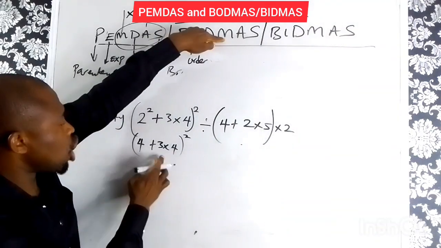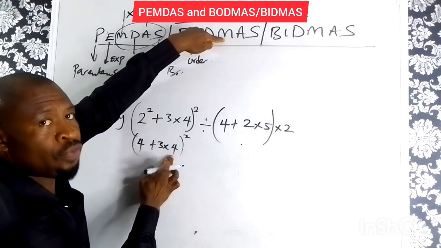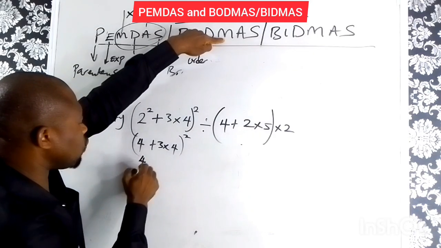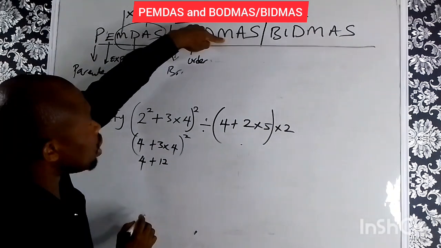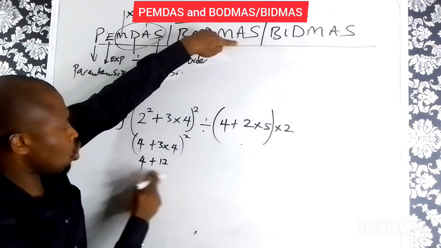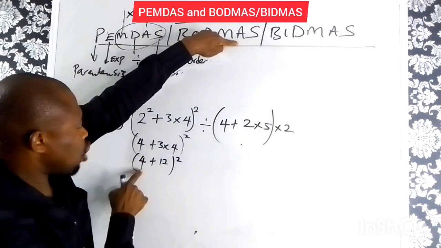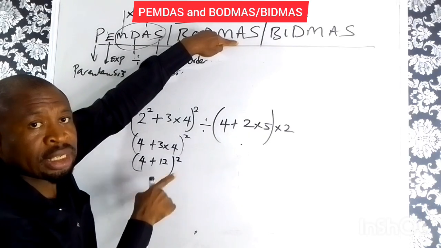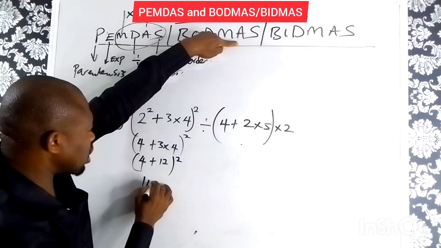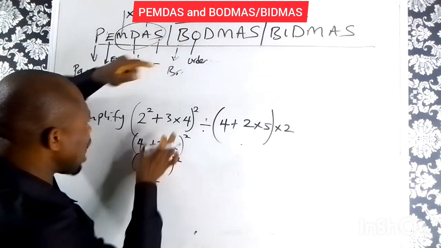If we multiply 3 times 4, it will give us 12, and we bring this 4 plus 12. Now, addition, you add these two. Remember, there is square there. When we add these two, 4 plus 12 will give us 16. We'll have 16 all squared. We are done with everything in bracket here.